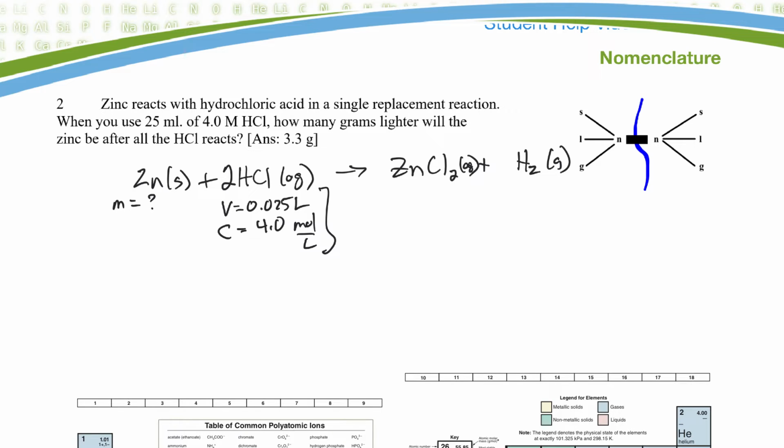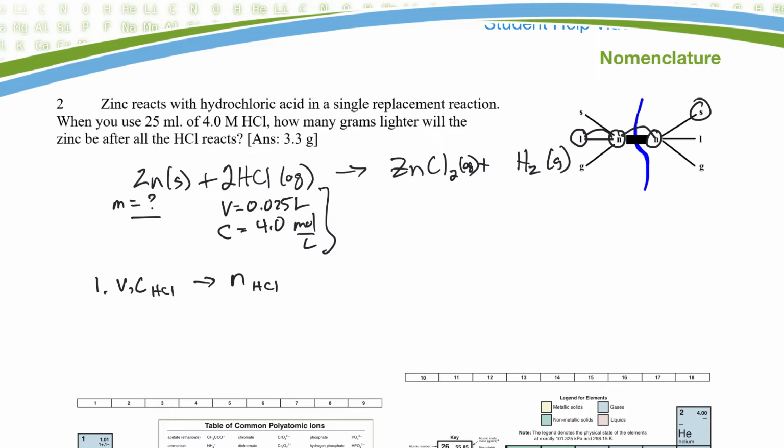Okay, so it looks like I'm starting with a liquid, so I'm going to need to convert to moles and then go across the river, of course, and then I want mass, so I have to go up to there. So step 1 is to take the volume and the concentration of HCl and convert it to moles of HCl.